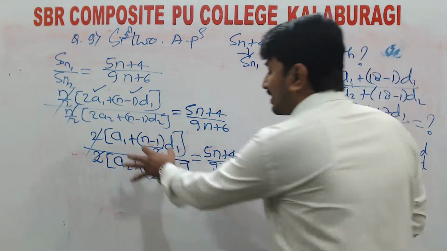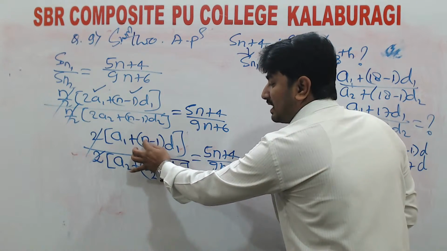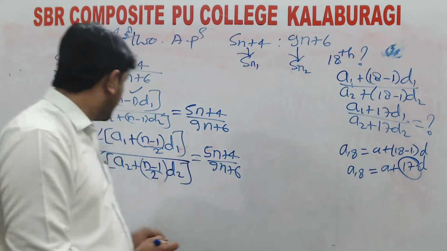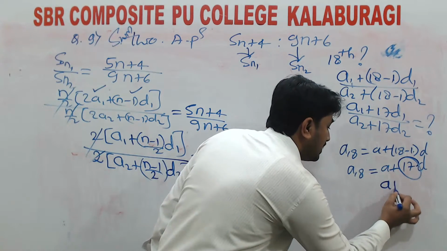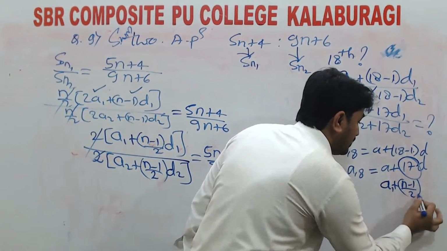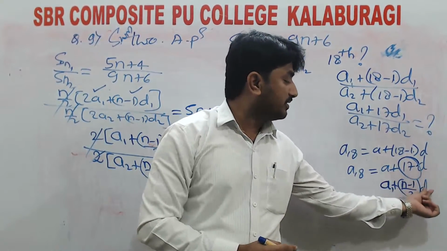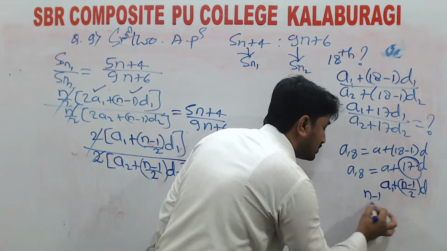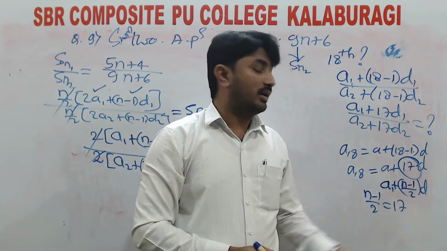Compare these two, either NR or DR, the term of n. So here the nth term is (n minus 1) divided by 2. Here the term is 17. I am writing here either NR or DR to this side. It becomes A1 plus (n minus 1) divided by 2 into D. Compare these two. The first term and common difference are the same. It means in place of 17 it is (n minus 1) divided by 2, and both terms are equal.